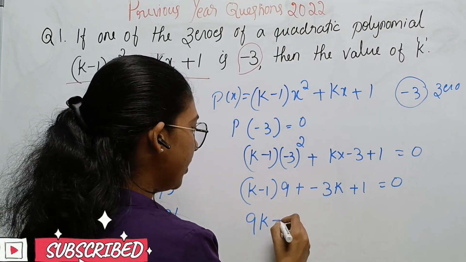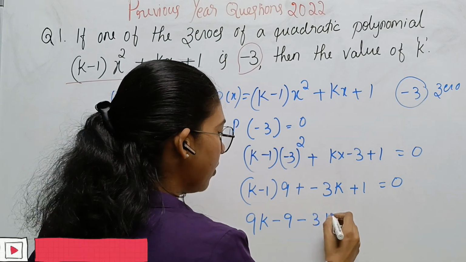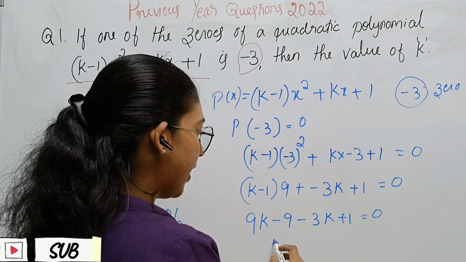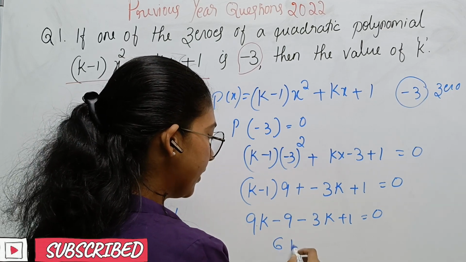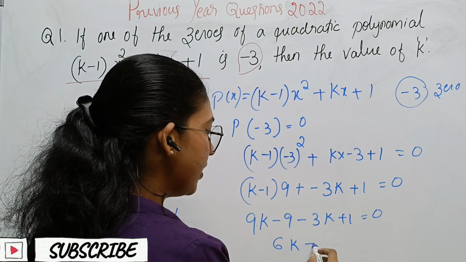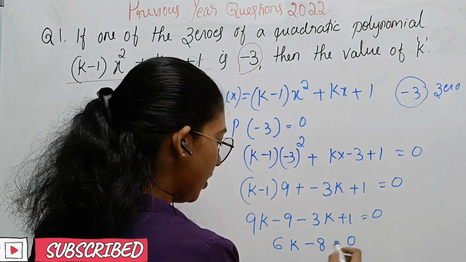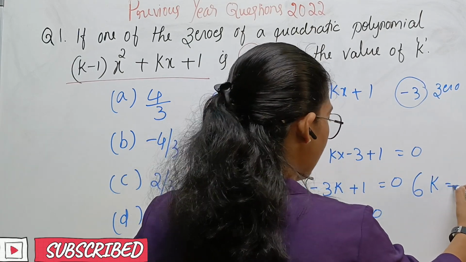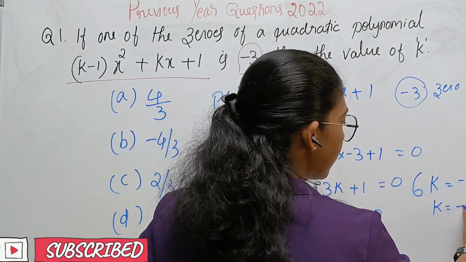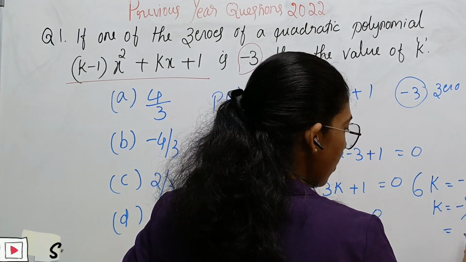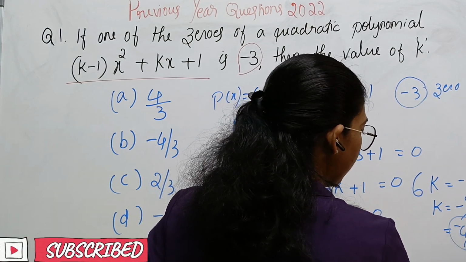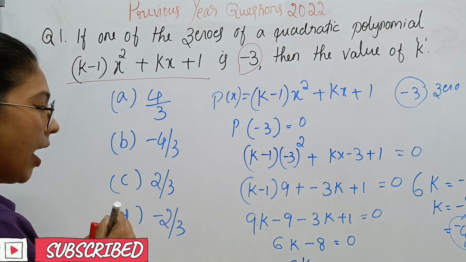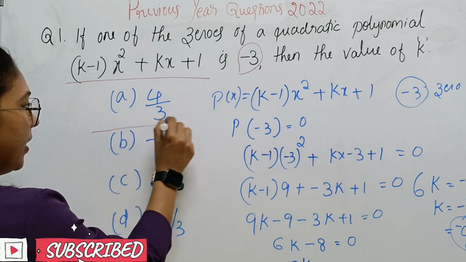Open the bracket, that is 9k minus 9 minus 3k plus 1, which is equal to 0. So 9k minus 3k is 6k, and minus 9 plus 1 is minus 8, which is equal to 0. 6k is equal to minus 8, and k is equal to minus 8 upon 6, which is equal to minus 4 upon 3.